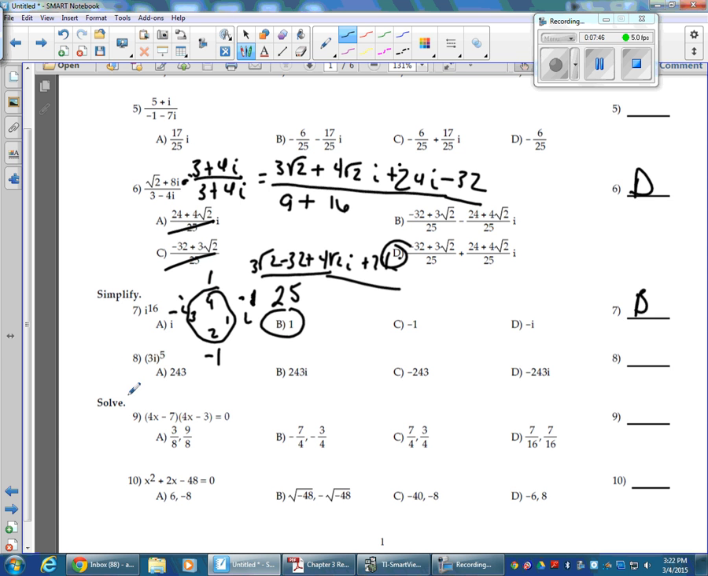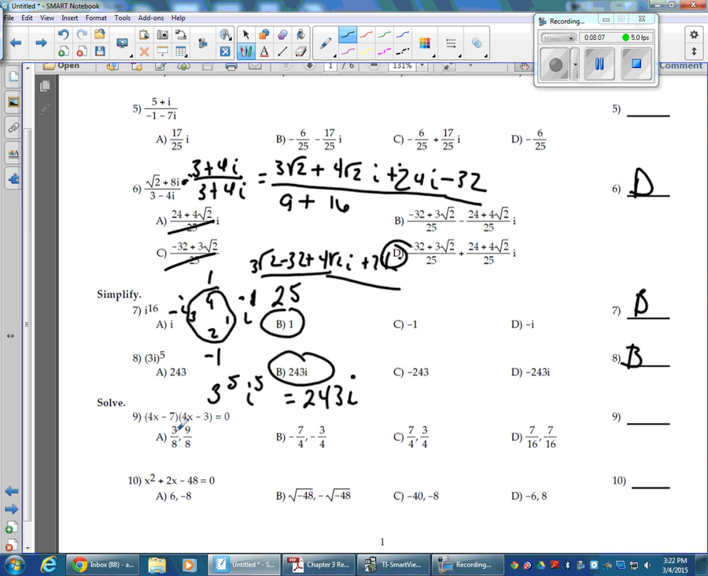All right, 3i to the 5th. So I'm going to have to do 3 to the 5th and i to the 5th. 3 to the 5th is 243. i to the 5th, 1, 2, 3, 4, 5. i to the 5th is i. So 243i, my answer would be B.